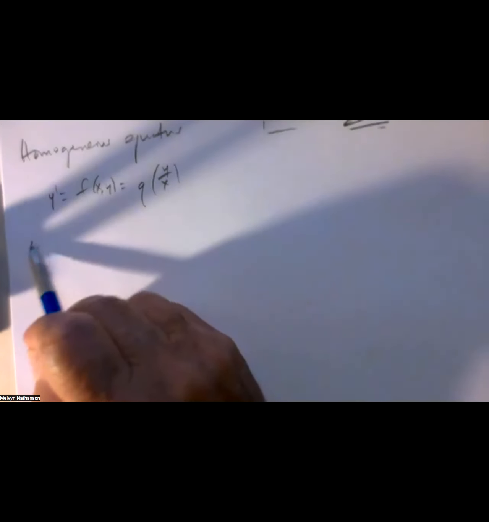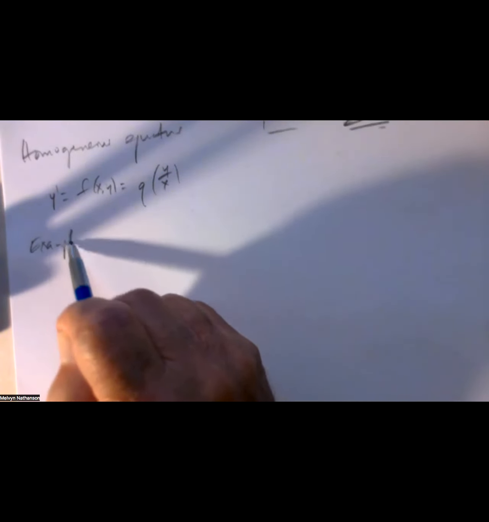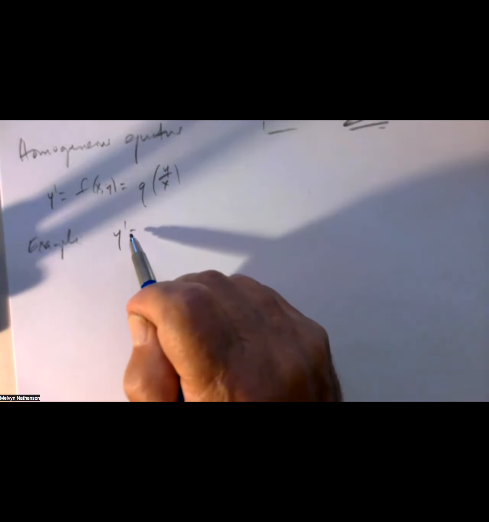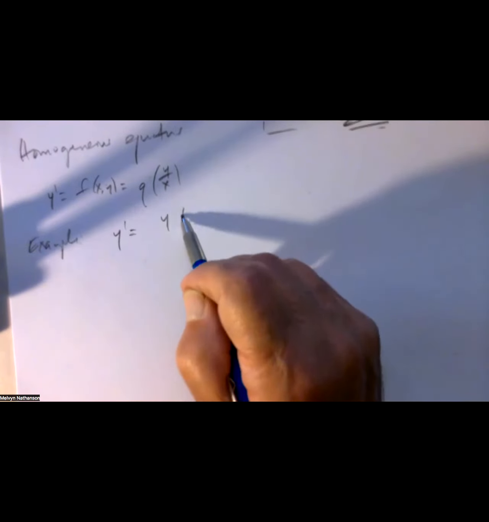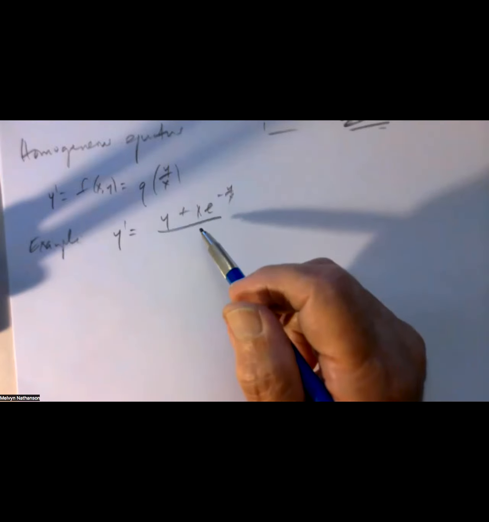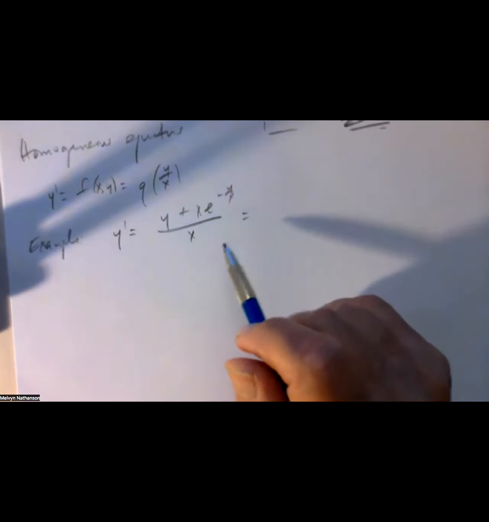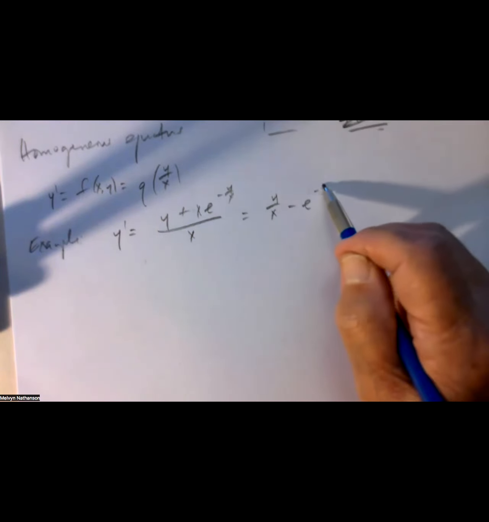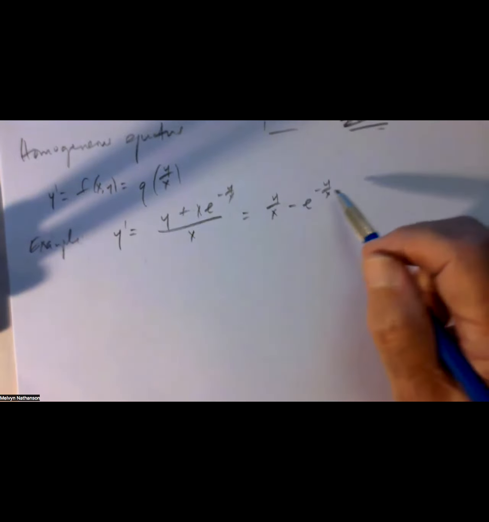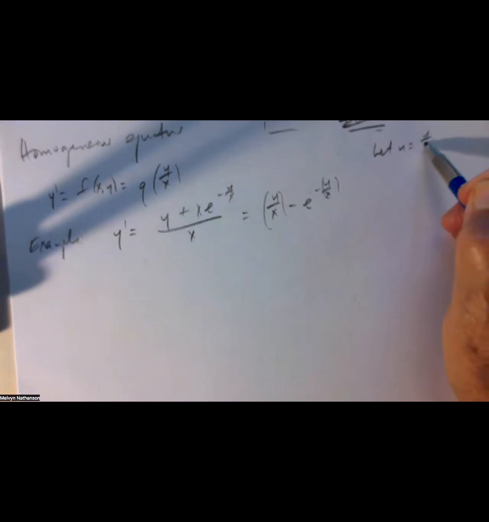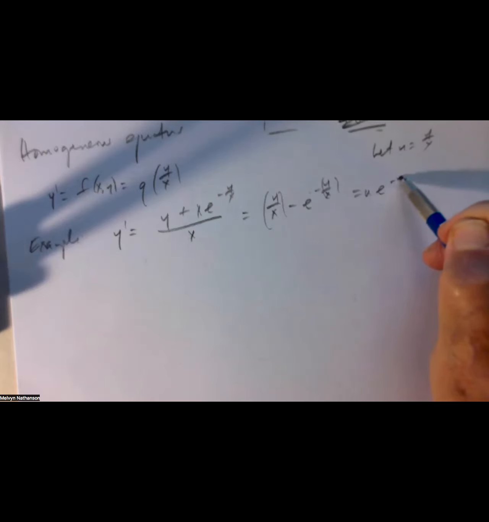So for example, if we have a differential equation, y prime equals y plus x e to the minus y over x, you can just simplify this. This is y over x minus e to the minus y over x. And this only depends on y over x. If we let u equal y over x, this is u minus e to the minus u.